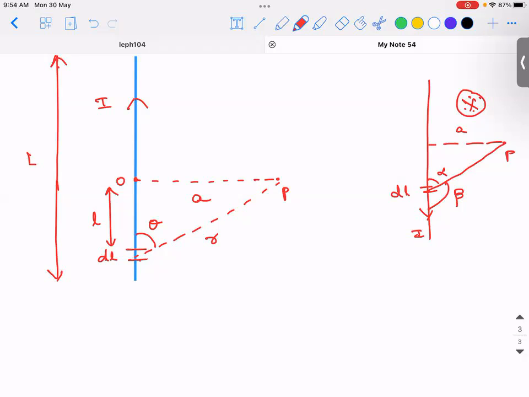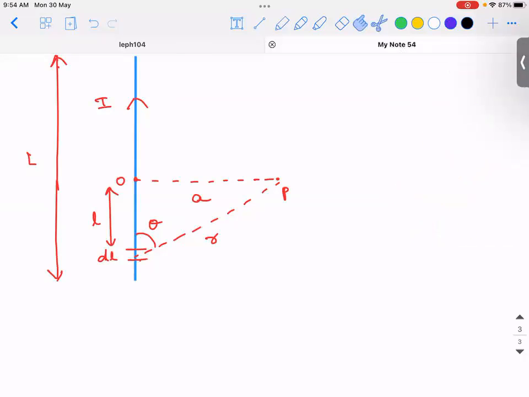Am I clear, guys? Can I rub this, the second diagram? Those who are online, are able to understand? Yes, sir. Yeah. I'm just removing this.